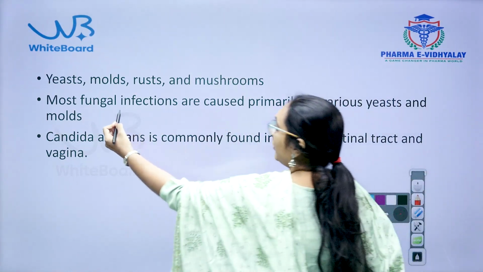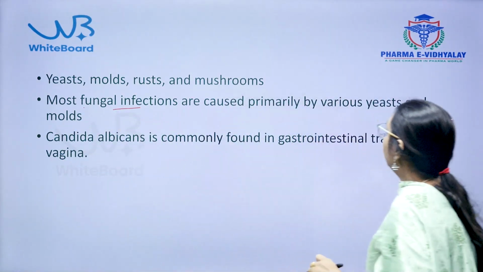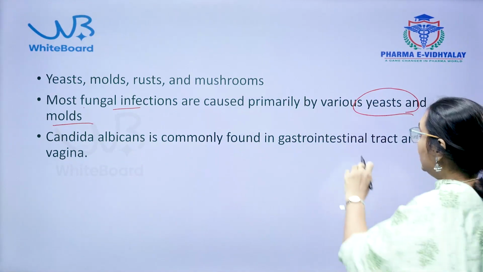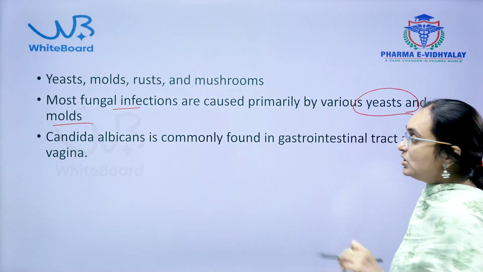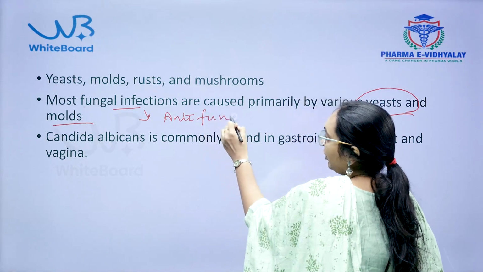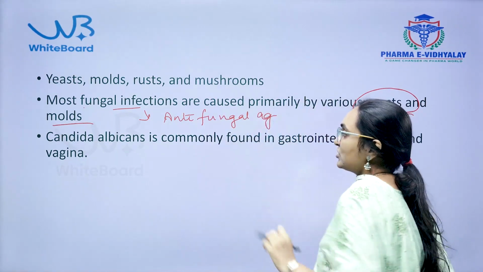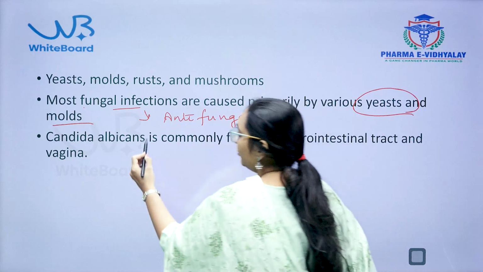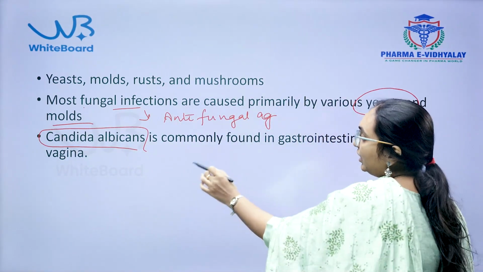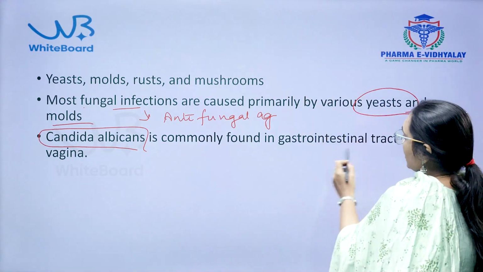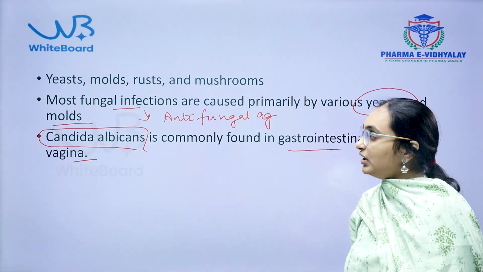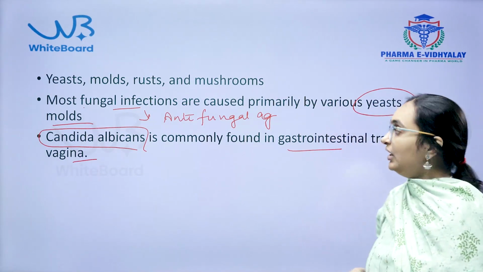Most fungal infections are caused primarily by various yeasts and molds. So infections caused by fungi, which are yeast and mold, are called fungal infections, and antifungal agents are used for their treatment. Candida albicans is the most common causative agent of fungal infection. It is commonly found in the gastrointestinal tract and vagina. Infections caused by Candida albicans are treated using antifungal agents.